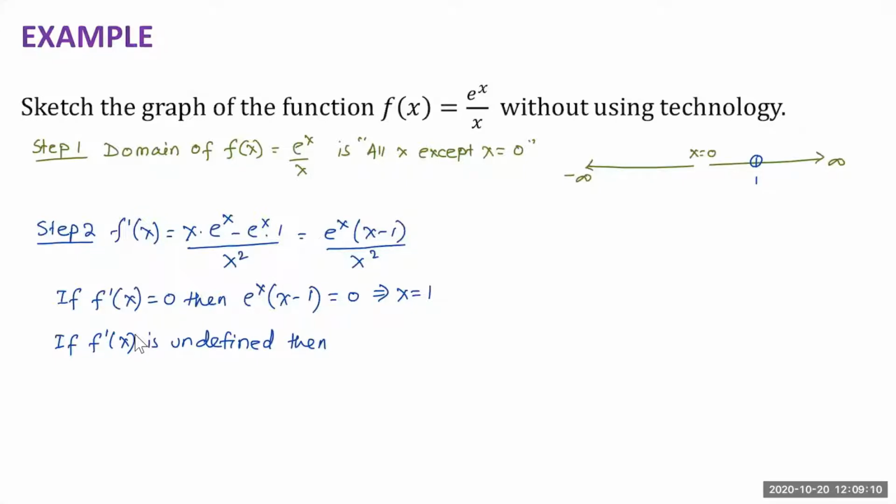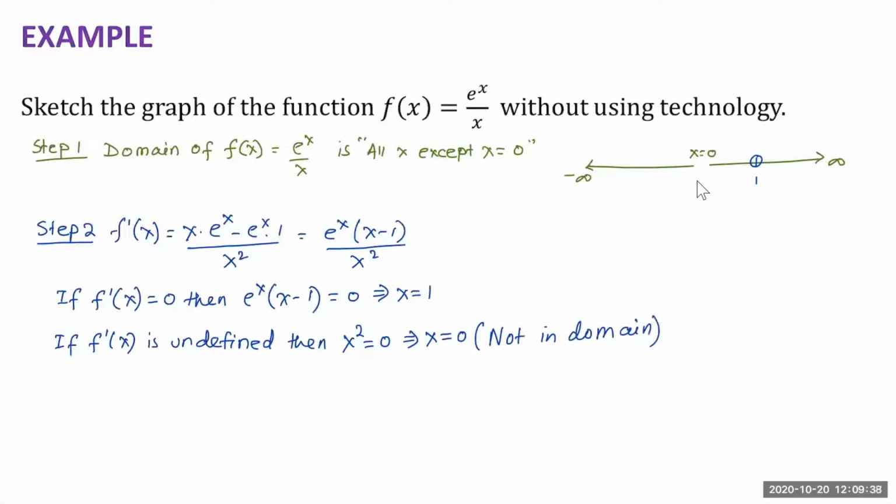If the first derivative is undefined, then this fraction is undefined. The fraction will be undefined when the denominator is 0, that is when x squared equals 0, or x equal to 0. But x equal to 0 is not in the domain, so this is not a point in the domain.